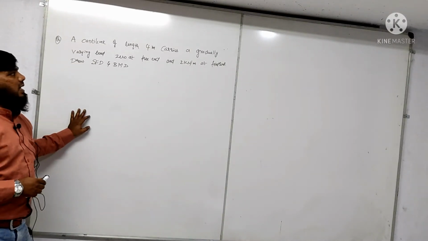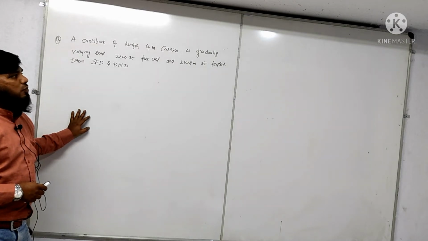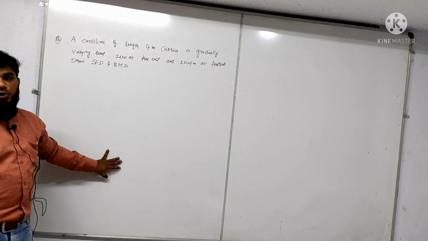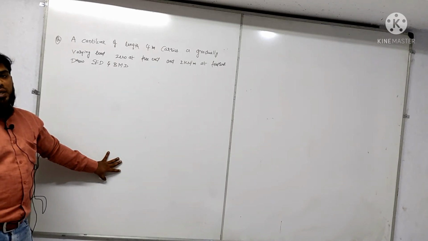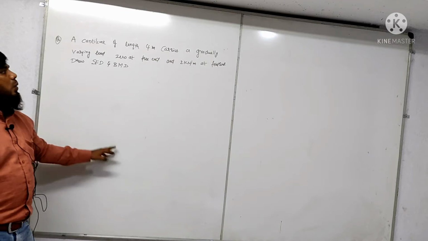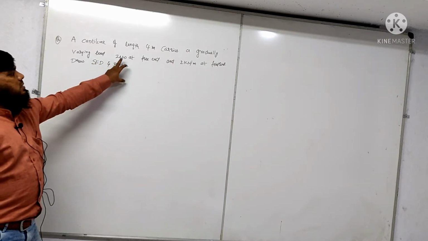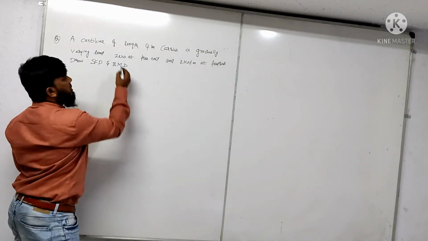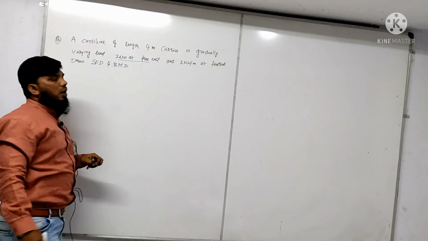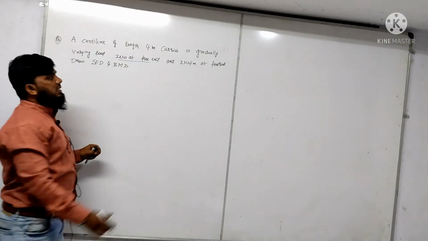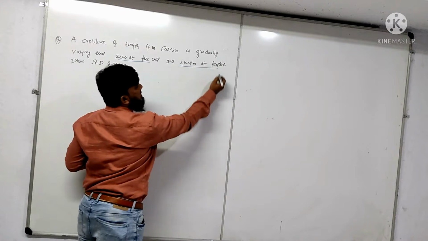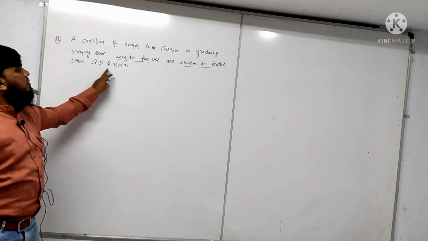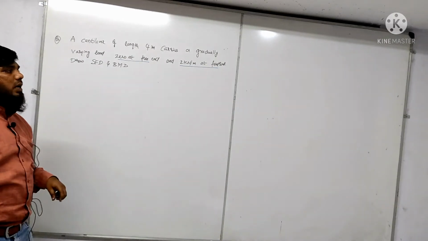The question is given as: a cantilever beam of length 4 meters carries a gradually varying load. Whenever they say gradually varying load, it is UVL, uniformly varying load. The load varies, being 0 at the free end. They have clearly mentioned that at the free end the value of UVL is 0. Next, it is given as 2 kilonewton per meter at the fixed end, and they are asking us to find the shear force and bending moment diagram.